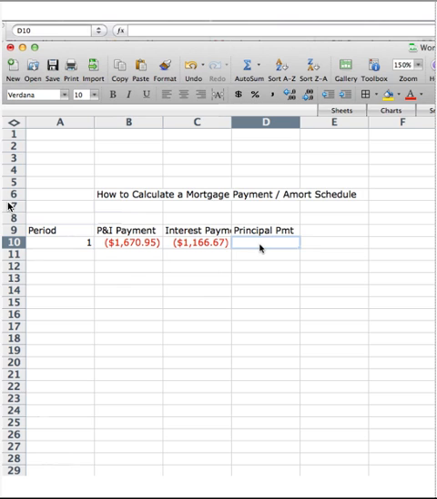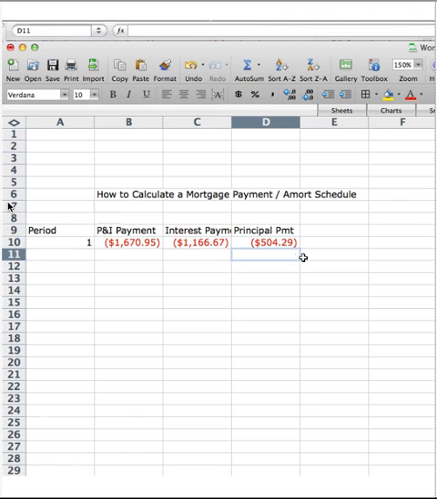So from that, you can easily extract what your principal payment is by simply taking the difference between your principal and interest payment here and what you're paying in interest here. And the way you're going to figure that is you're going to say equals P&I payment minus your interest payment equals 504. So in your first period, you're going to pay $500 off your principal.